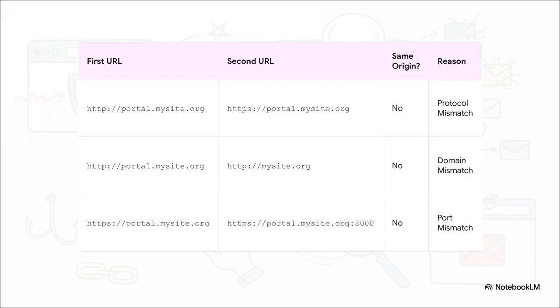And let me tell you, the browser is incredibly strict about this. Just look at these examples. All 3 parts, protocol, domain, and port, have to match exactly. If you just change from HTTP to HTTPS, nope, different origin. Change the subdomain from portal.mysite.org to just mysite.org, sorry, different origin. And change that port from the default to 8000, you guessed it, different origin. There is absolutely no wiggle room.